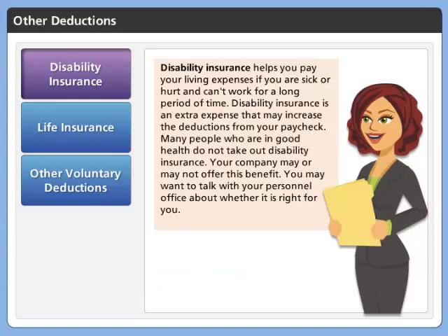Disability insurance. Disability insurance helps you pay your living expenses if you are sick or hurt and cannot work for a long period of time. Disability insurance is an extra expense that may increase the deductions from your paycheck. Many people who are in good health do not take out disability insurance. Your company may or may not offer this benefit. You may want to talk with your personnel office about whether it is right for you.